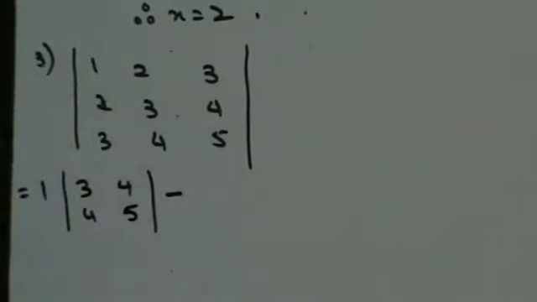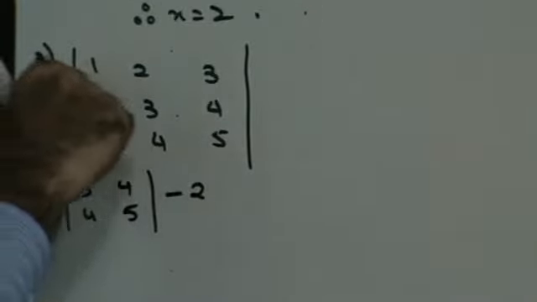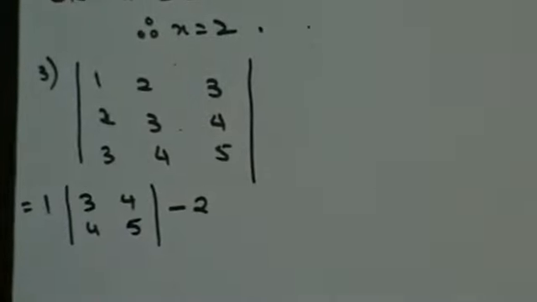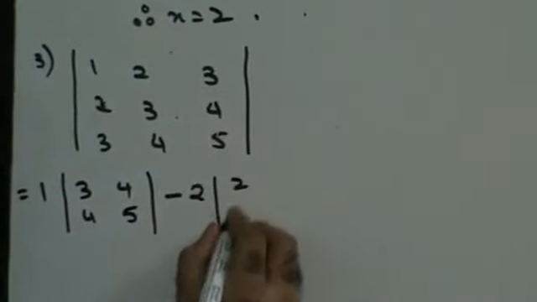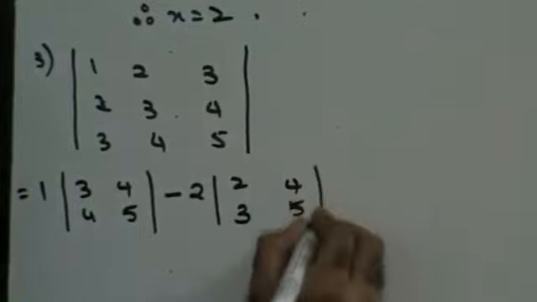Take the second element of the first row. Now if I am taking 2, that means I cannot take the first row and the second column. If I leave the first row and the second column, what remains is 2, 3, 4, 5.